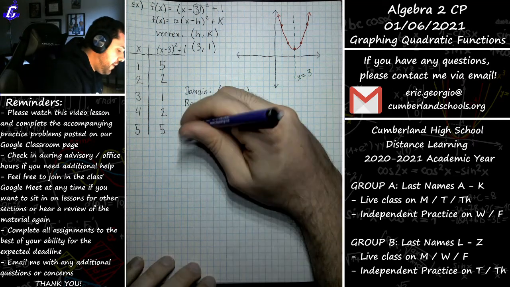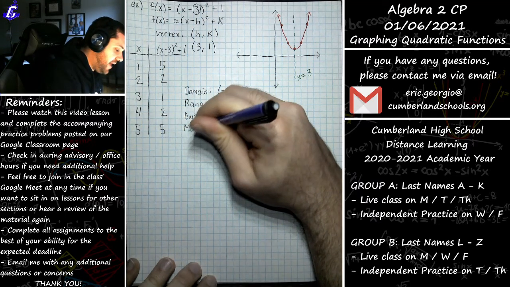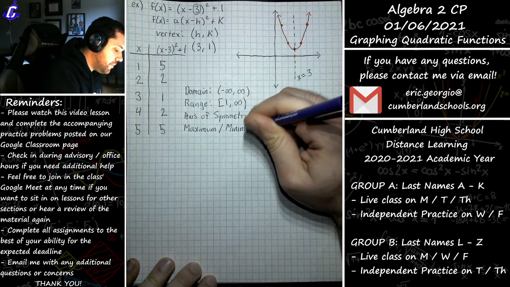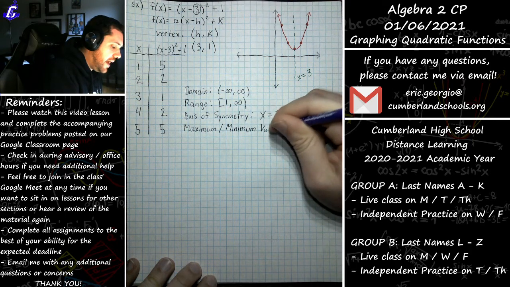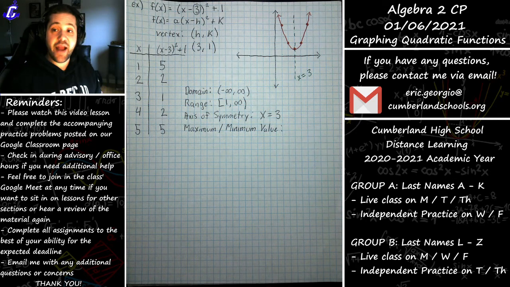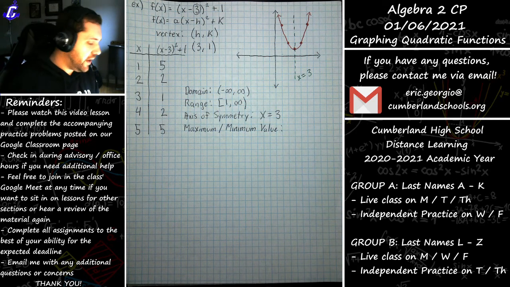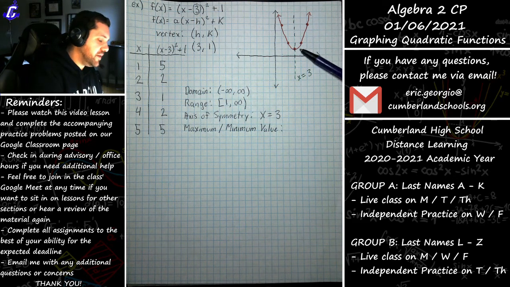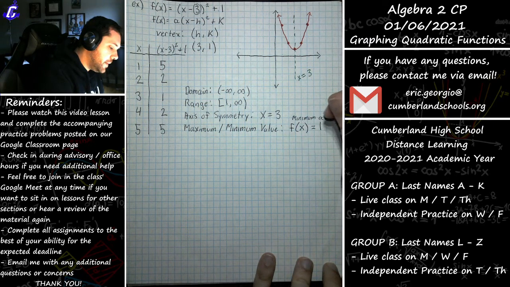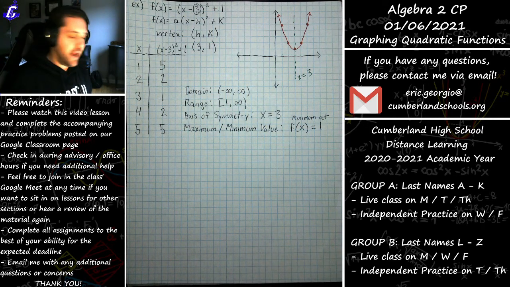Your maximum or minimum value. A parabola cannot have both a maximum and a minimum at the same time. It either has a biggest point or a lowest point. In this particular case, it has a lowest point, and that lowest point occurs right here at positive 1. We'd say it has a minimum at f of x equals 1, not a maximum.